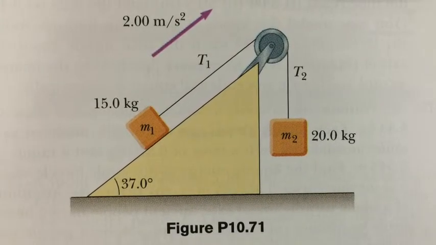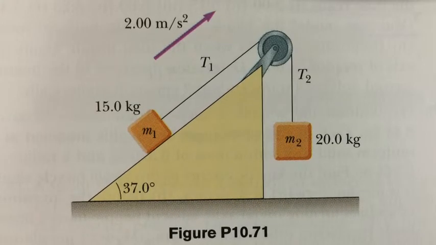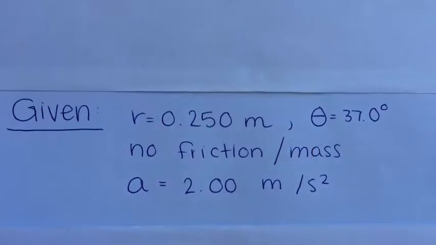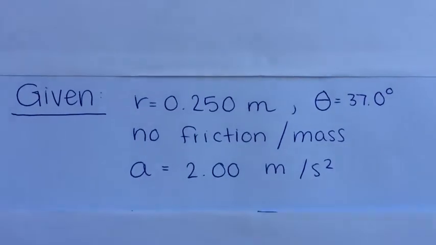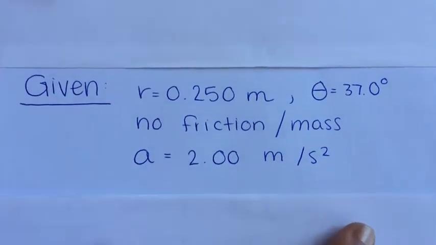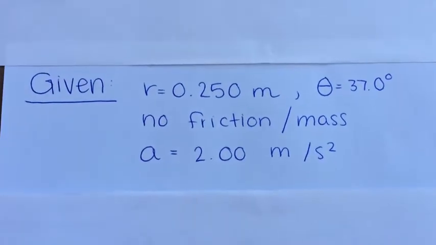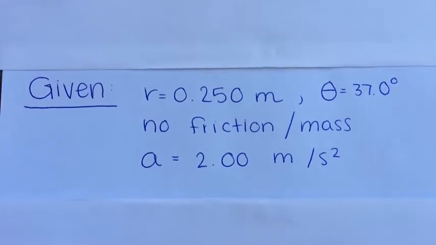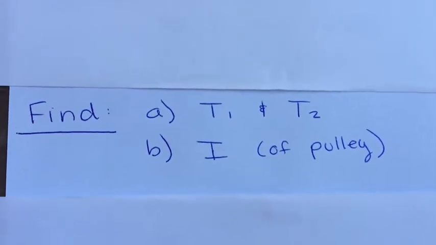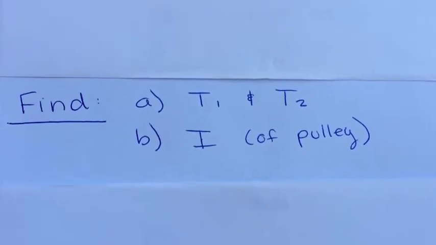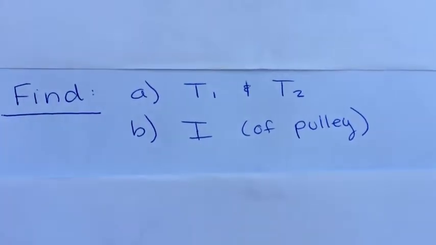In the figure, we can see that block 2 is pulling block 1 over the pulley, and it's making it accelerate at 2 meters per second squared. In this problem, we're given that the radius of the pulley is 0.25 meters, the angle of elevation is 37 degrees, and there's no friction. The blocks are accelerating at 2 meters per second squared. We're asked to find the tension in rope 1 and tension in rope 2, and we're also asked to find the moment of inertia I of the pulley.